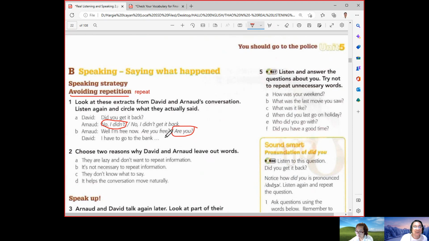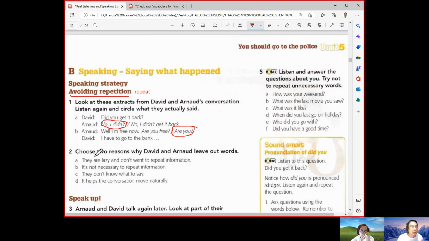Okay. So, what do you think would be the better way? Are you free, or are you? I do. Yes. Again, no need to repeat because it's in here. Well, I'm free now. Okay. Are you? Okay. So I have to go to the back.